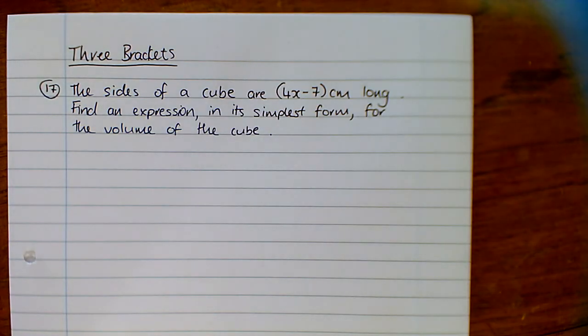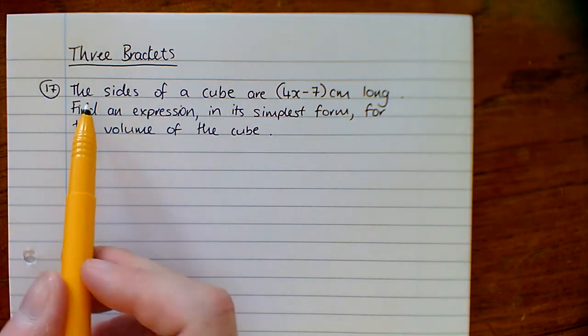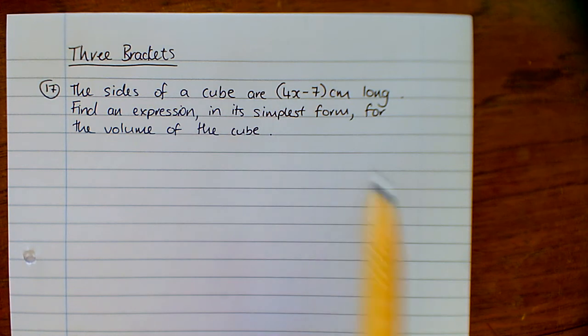We'll look now at using three brackets in more applied questions. So this is where they'll give you a scenario where you'd have to multiply out three brackets. So the sides of a cube are 4x minus 7 centimetres long. Find an expression in its simplest form for the volume of the cube.